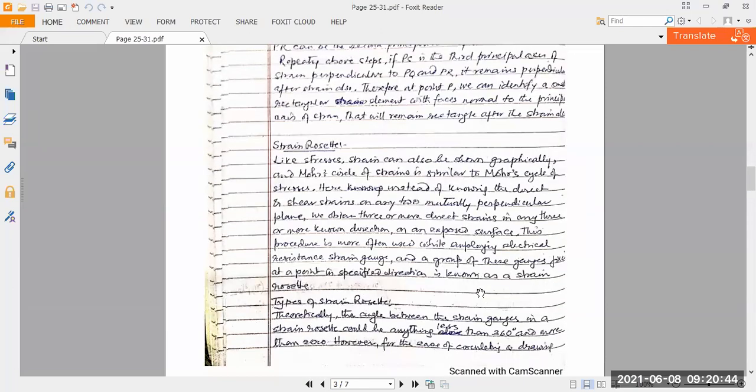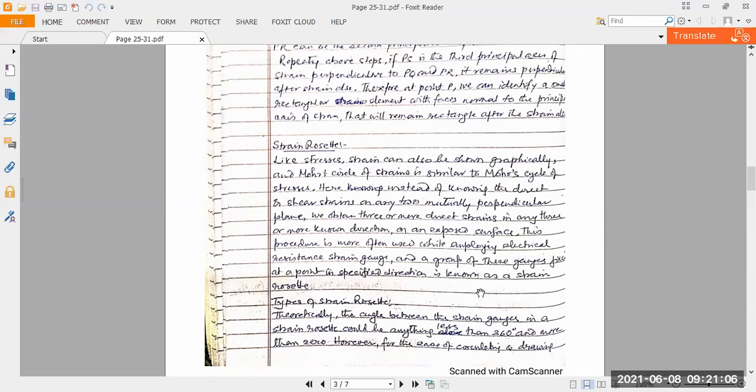Now let us go for strain rosette. What is this? I have discussed this earlier. Like stresses, strain has to be shown graphically itself. How have we represented the stresses graphically? Just remember that we took the help of Mohr's circle itself.